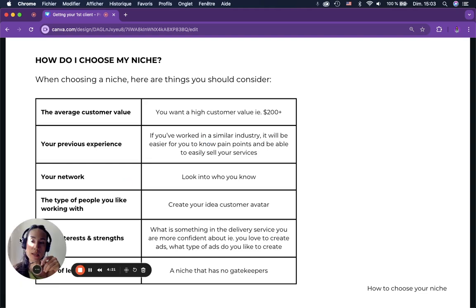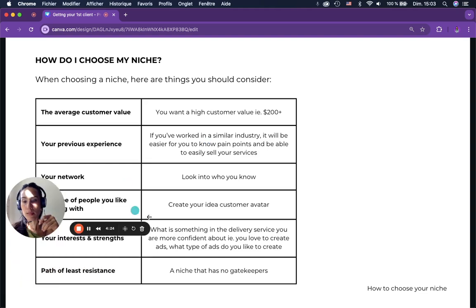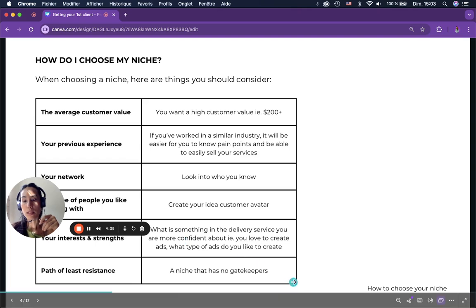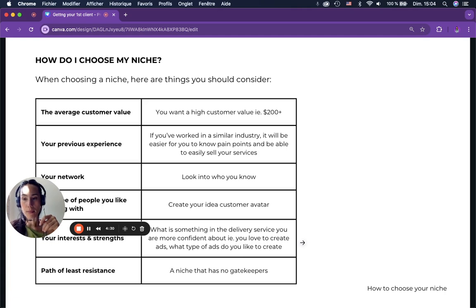And then choosing the path of least resistance, basically a niche that has no gatekeeper. So what I mean by that is the person you're going to sell to, the decision maker, is also the person that's doing the work, and they're also doing the customer service.